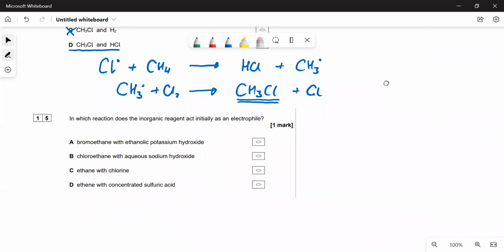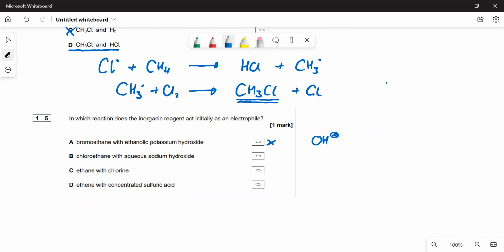In which reaction does the inorganic reagent initially act as an electrophile? Bromoethane with ethanolic potassium hydroxide. Well, OH minus is never going to be an electrophile, as it's negatively charged. And in that reaction, it's actually not a nucleophile either. It's a base, if you remember, but don't worry about that.